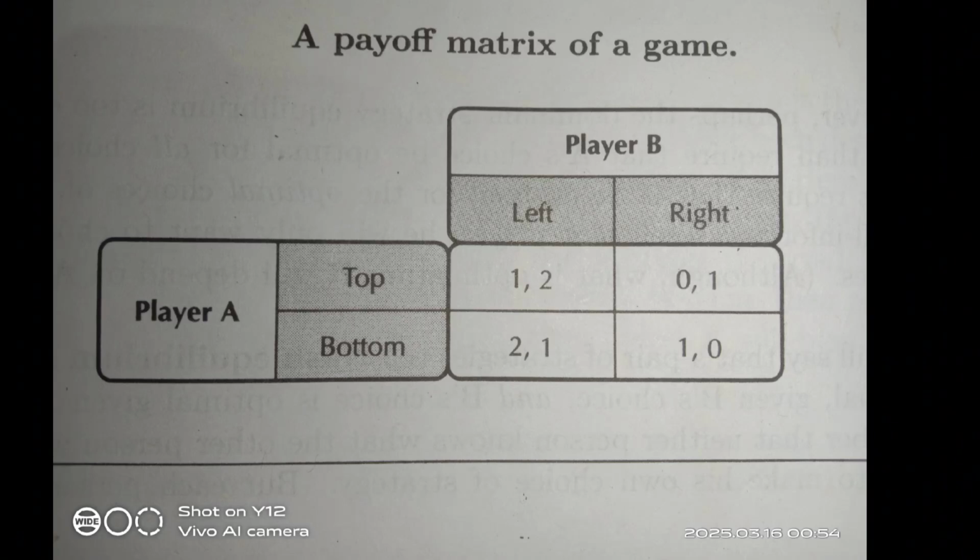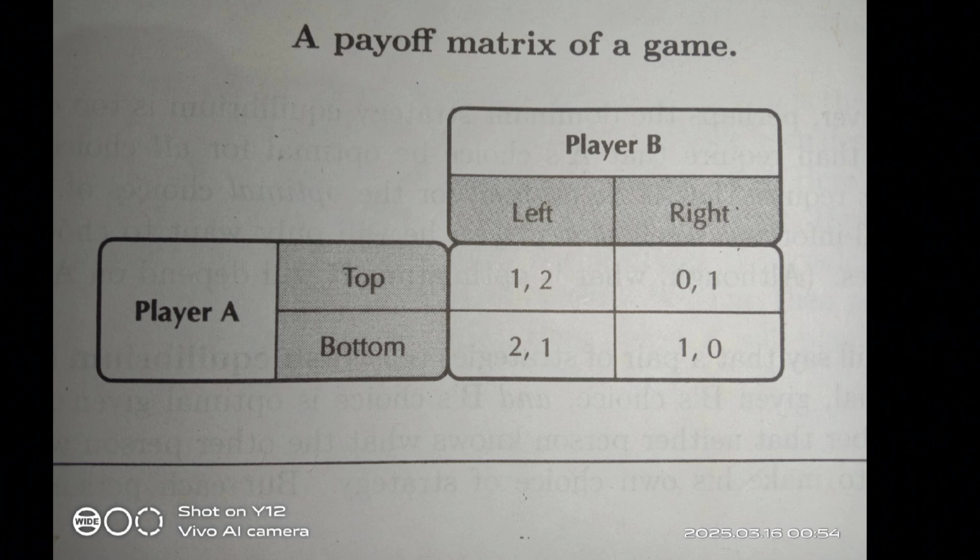Dear students, today's topic is the payoff matrix of a game. The strategic interaction can involve many players and many strategies, but we limit ourselves to two-person games with a finite number of strategies. This will allow us to depict the game easily in a payoff matrix. It is simplest to examine this in the context of a specific example.